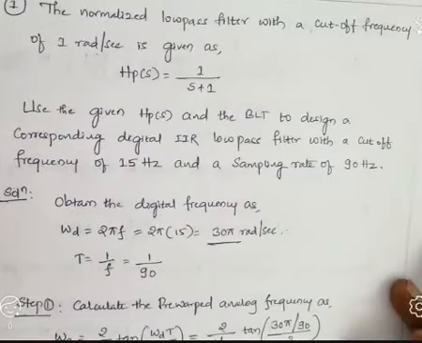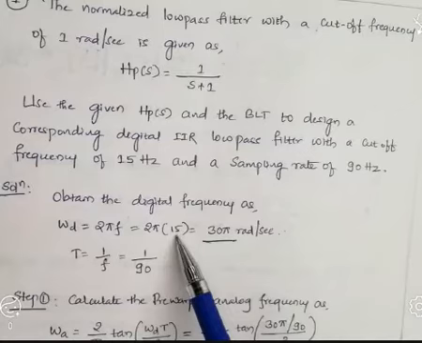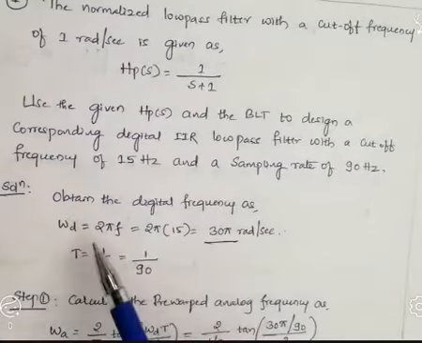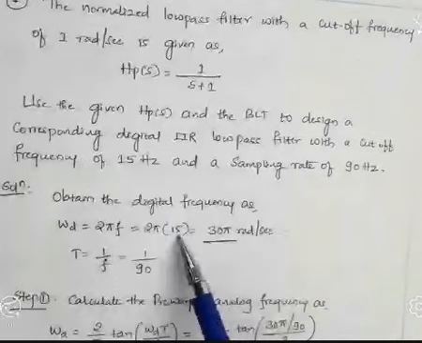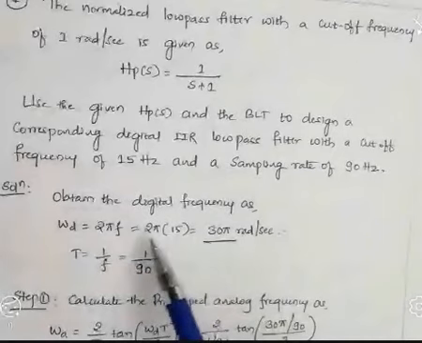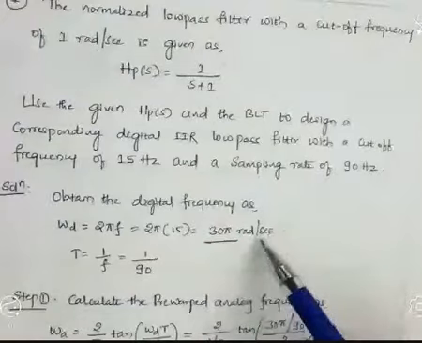frequencies in terms of digital frequency. First, omega d equal to 2 pi f. Here I'm representing the given values in terms of digital frequency. Omega d equal to 2 pi f, where f value is given, that is 15 hertz. I will substitute 2 pi multiplied by 15, that is 30 pi radians per second.